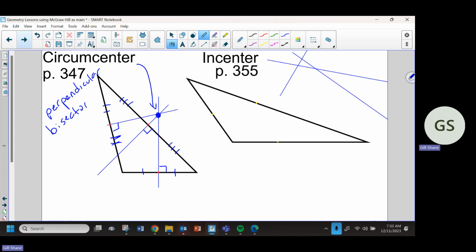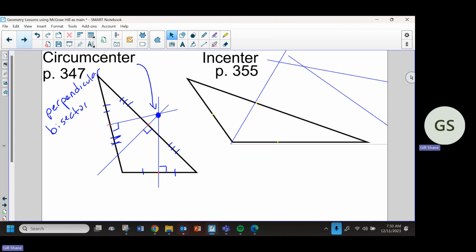So Incenter we did not do either. We skipped over that. Incenter is created if we draw in bisectors also, but it's angle bisectors. So here I'm taking every angle and I'm drawing a bisector from the angle.